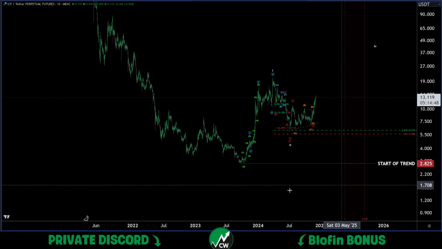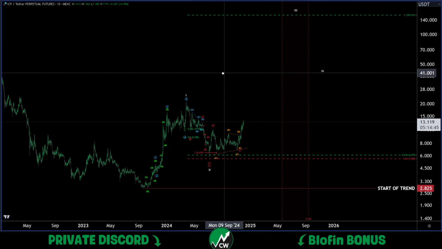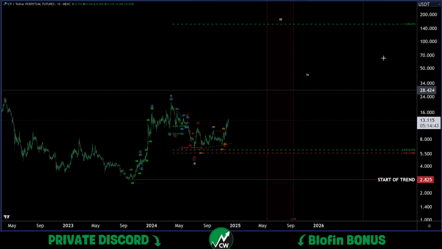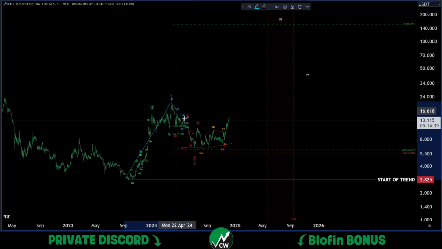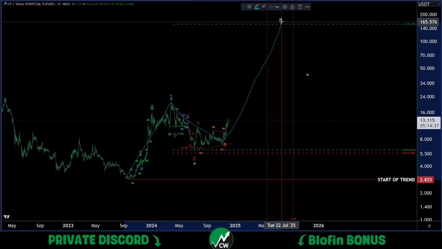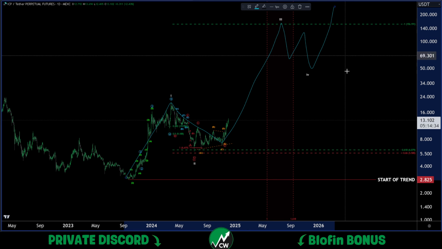Now, as for our further out targets, this is just rough at this moment, but currently targeting $156 for our third wave. And this becomes a larger impulse, 1 and 2. 3 is our third wave, fourth, and a fifth wave.